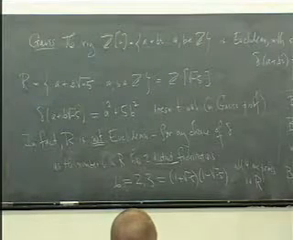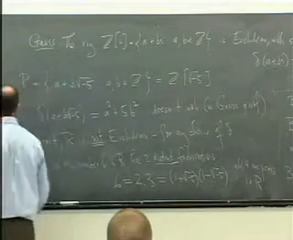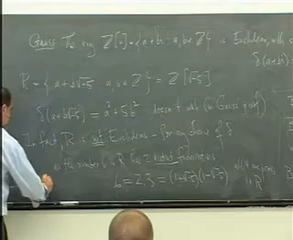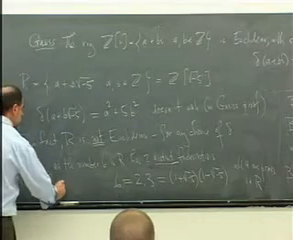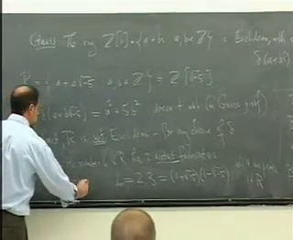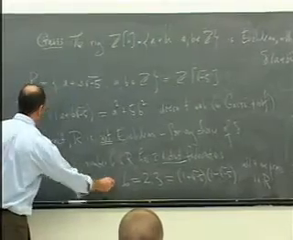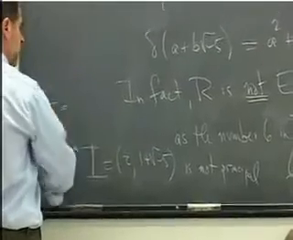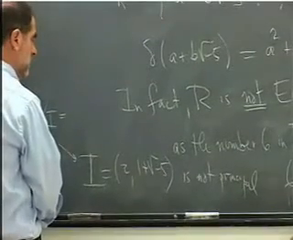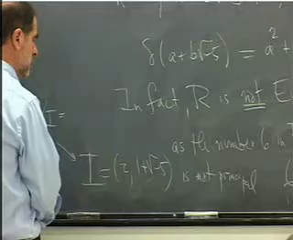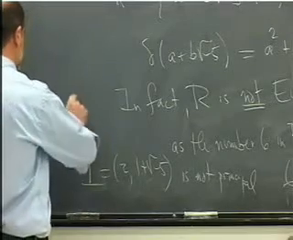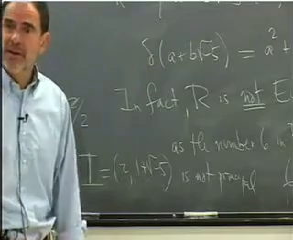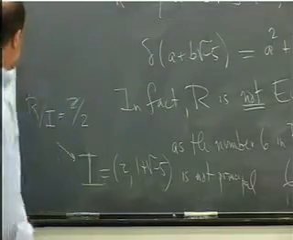So in fact, if you want to see an ideal that is not principal, take the ideal generated by 2 and 1 plus the square root of minus 5. You'll find that R mod I, if I got this right, boy, I sure hope I got this right, Peter, is Z mod 2. Yeah, right, it's the ramified ideal above 2. Okay, so here's an ideal.